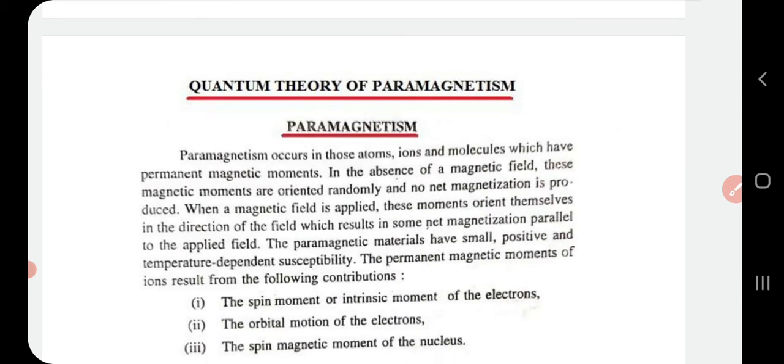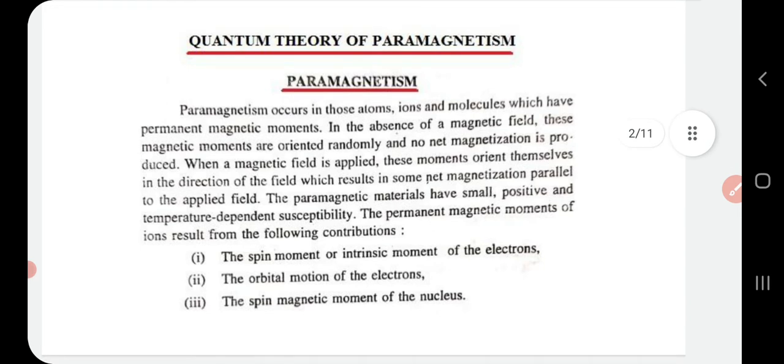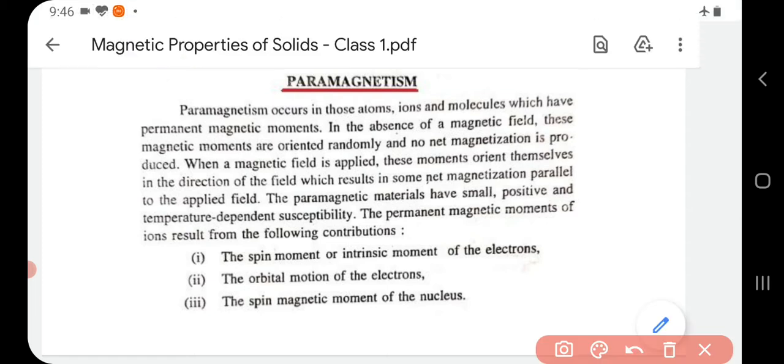quantum theory of paramagnetism. Before learning quantum theory, let us revise what paramagnetism is. This you might have learned in your degree classes. Paramagnetism is mainly seen in atoms, ions and molecules that have permanent magnetic moment. Now, in the absence of a magnetic field, how will these magnetic moments be? They will be in random orientation, so there will not be any magnetization.